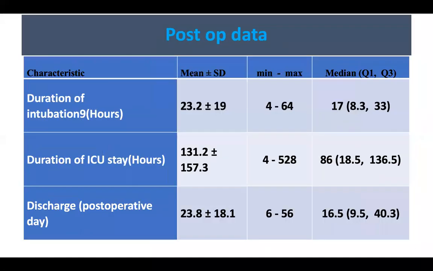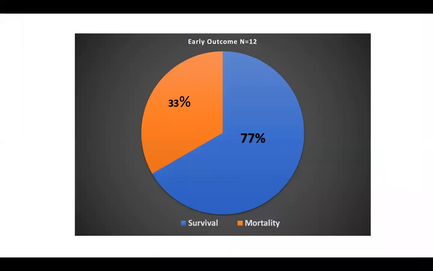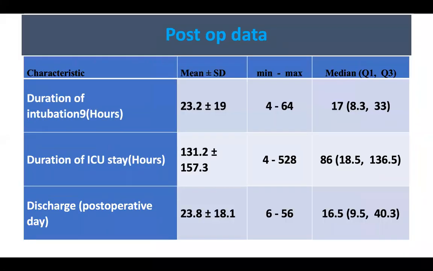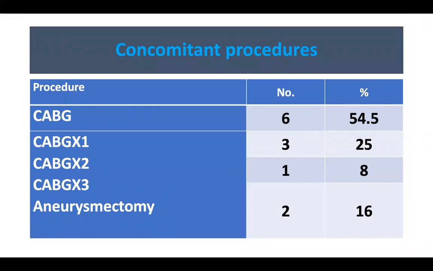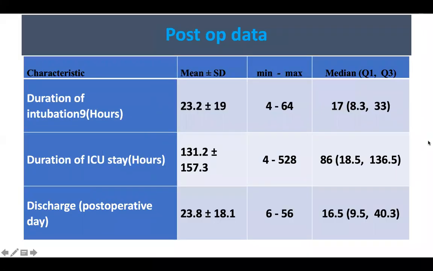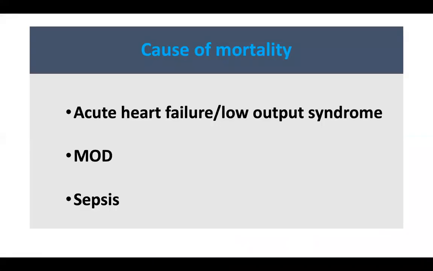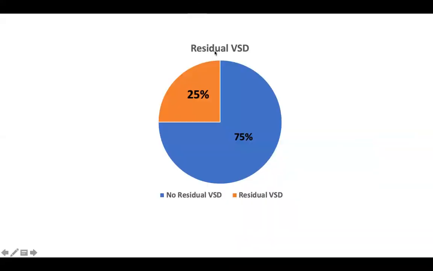And I think this is not important. We did CABG in almost 6 patients, maybe single graft, 2 graft, or 3 graft. In 1 patient, as I showed, we removed an associated aneurysm, and in 2 patients we removed an associated aneurysm. And 4 patients died, to be honest. So we have a 33% mortality, and 77% are surviving. Heart failure, low output, multi-organ dysfunction, and sepsis were the causes of mortality. We have 25% residual shunts, but none of them needed an intervention because it was a very tiny defect.